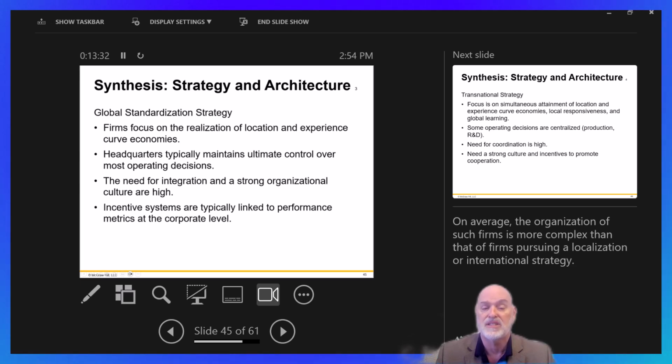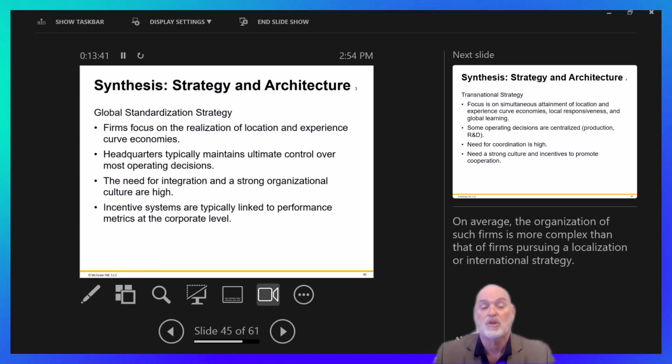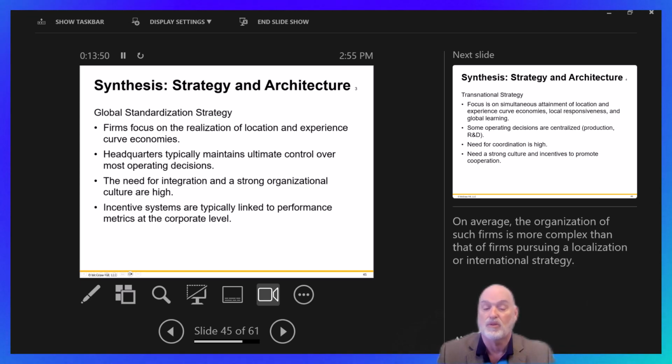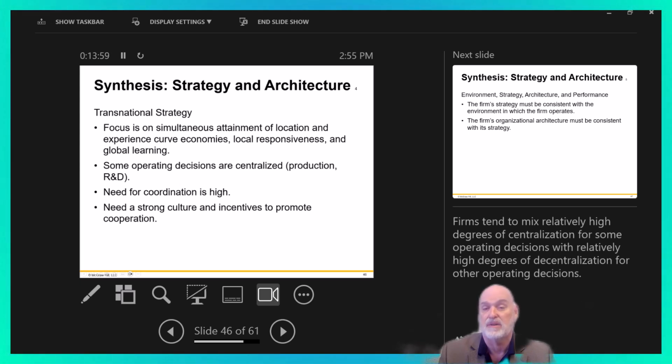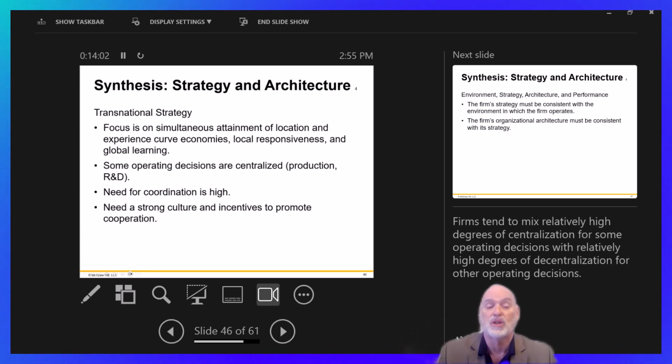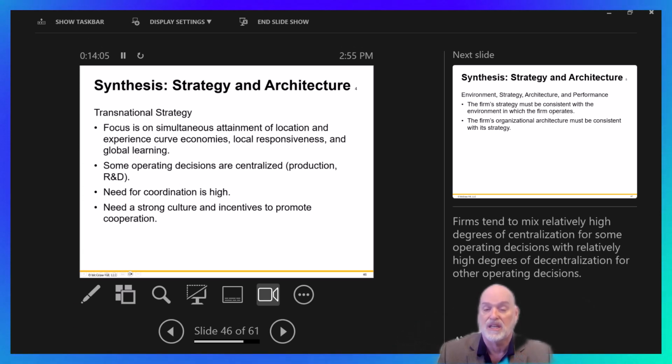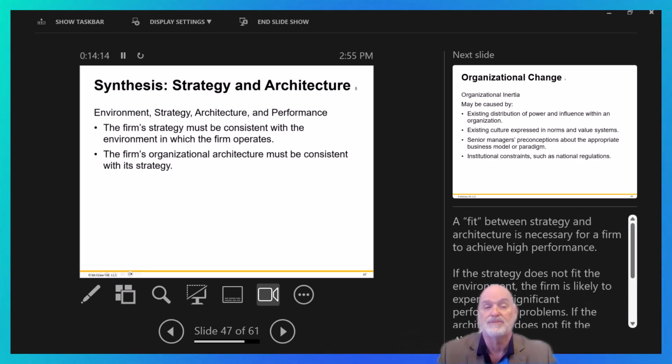In global standardization strategy, the firms focus on the realization of location and experience curve economies. Headquarters typically maintains ultimate control over most operating decisions, and the need for integration and a strong organizational culture is high. Incentive systems are typically linked to performance metrics at the corporate level. And the transnational strategy focuses on simultaneous attainment of location and experience curve economies, local responsiveness, and global learning. Some operating decisions are centralized, like production and R&D, but the need for coordination is high, and the need for a strong culture and incentives to promote cooperation.